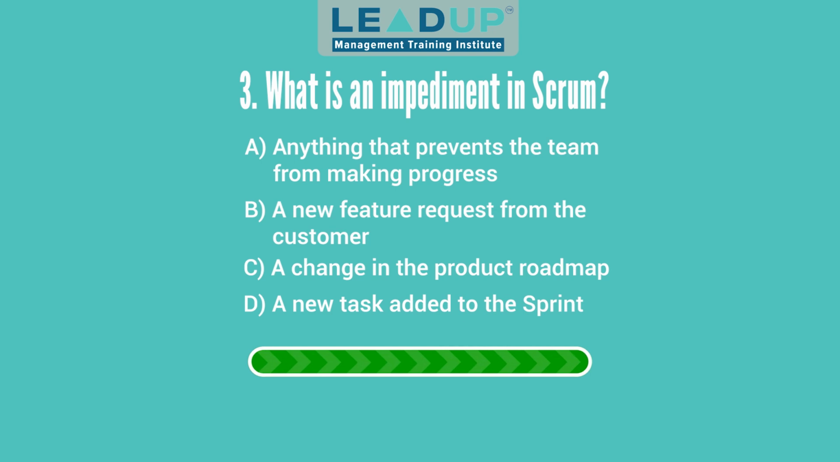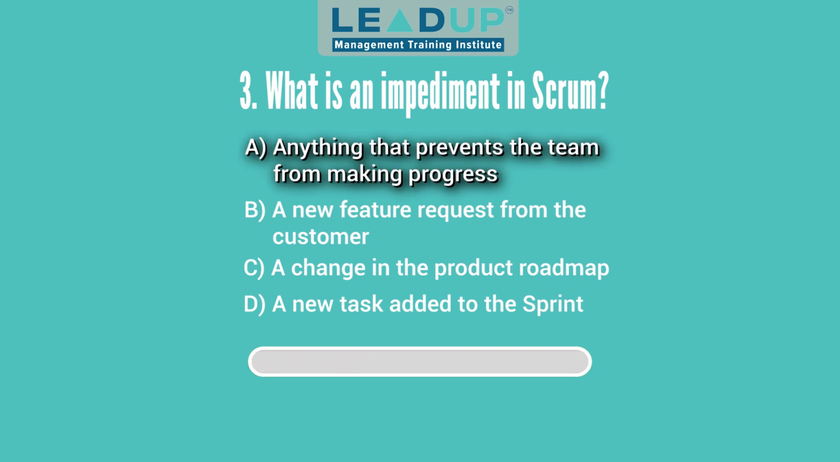Question 3. What is an impediment in Scrum? A. Anything that prevents the team from making progress. B. A new feature request from the customer. C. A change in the product roadmap. And D. A new task added to the sprint. Answer: anything that prevents the team from making progress.